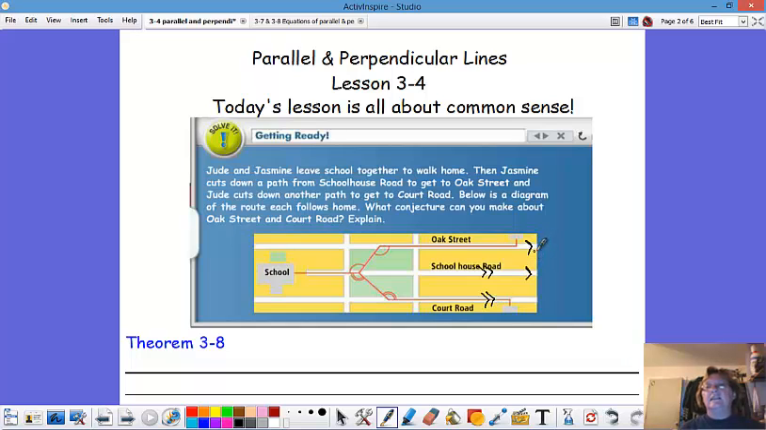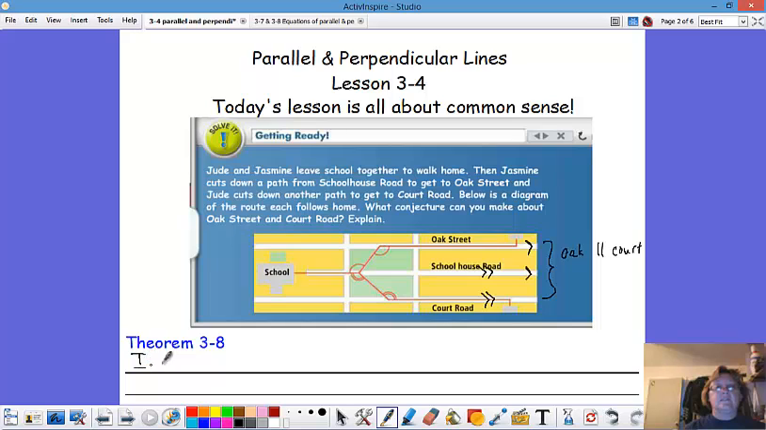And then it's not a far jump to say that if we're parallel here and we're parallel here, then we must be parallel here. So the conjecture that you probably want to make is that Oak is parallel to Court, and it's because they're both parallel to the same road, Schoolhouse Road. That's exactly what our theorem 3.8 says.